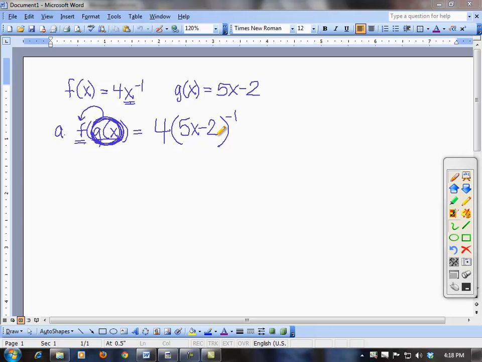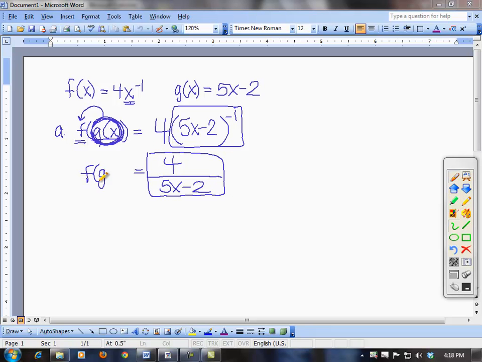Now, you'll notice we have to simplify this. This negative exponent is tied to the parentheses. And negative exponents take a whole number and make it a fraction. It basically moves it to a denominator. So the 4 still stays on the top. Then the 5x minus 2 goes on the bottom. And now I don't have any exponent anymore because to the first power is exactly the same thing as what you get. So this is our composite for f of g of x.